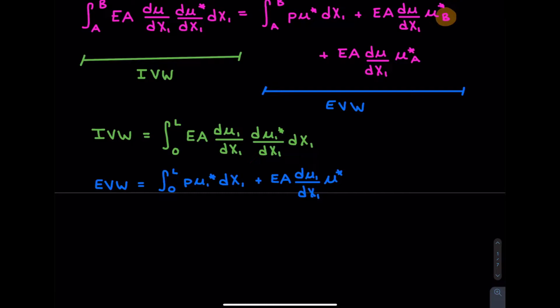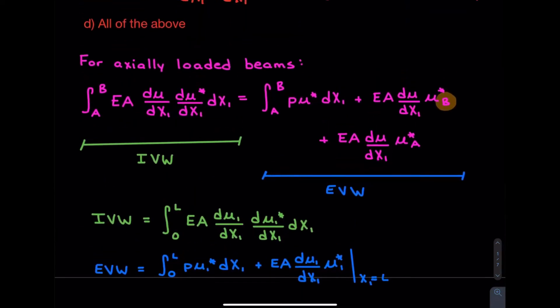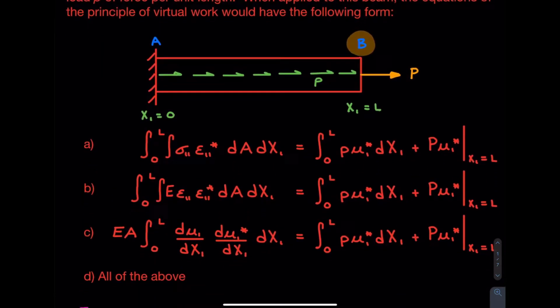Now, what do we know about u star at B? Well, we can find u star B because it's actually the same as our virtual displacement when x is equal to L. So I can put x1 is equal to L, just like that. Because if I'm looking at the top here, u star at B is basically measuring this point right here. And I can find how that point travels since I have that virtual displacement u star. I just have to substitute the value x1 is equal to L. All right, so that's not too bad.